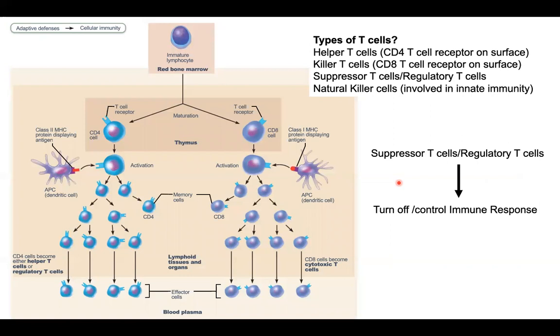And so here's a picture. I don't know if this is from our textbook right now or the face-to-face lecture textbook, but here we have the immature lymphocyte. It will mature in the thymus, and it will become either a CD4 cell or a CD8 cell. Notice the different shapes of the receptors. Then we have an antigen presenting cell, and the CD4 cell is activated by MHC2 presentation, and it undergoes mitosis, and it produces memory cells just like the B cells do.